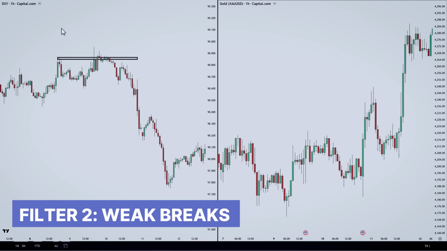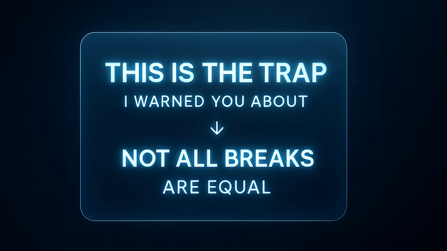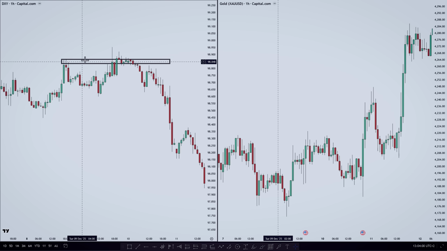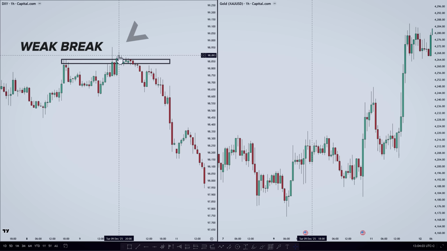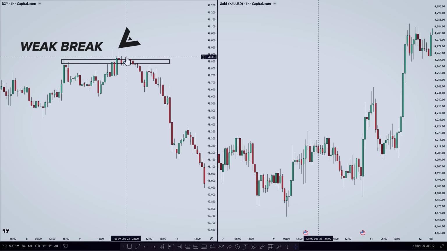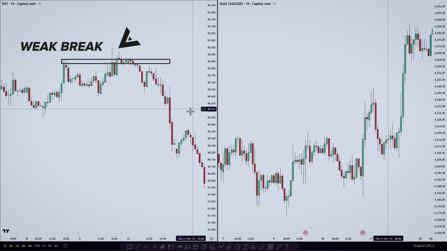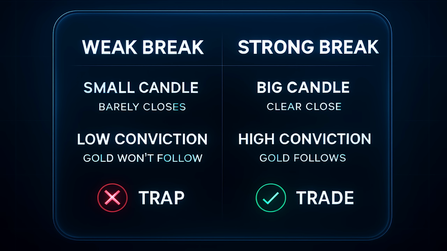Second, weak dollar index breaks. This is the trap I warned you about at the start of the video. Not all breaks are equal. Small candle barely closing past the level. That's low conviction. Gold might not follow. I want strong breaks with big candles. Clear closes beyond the level.